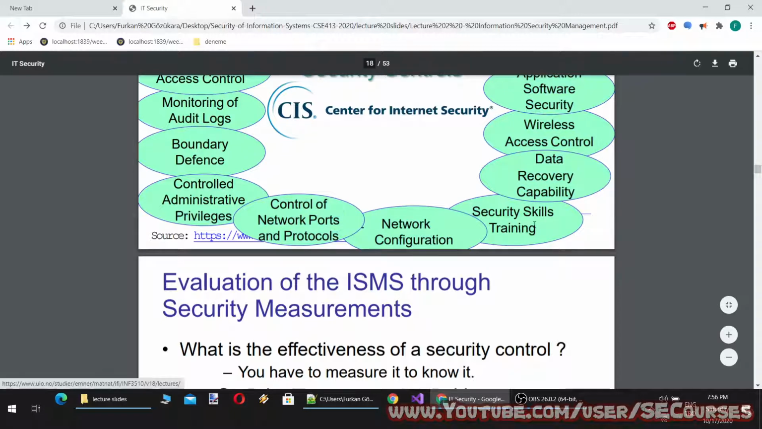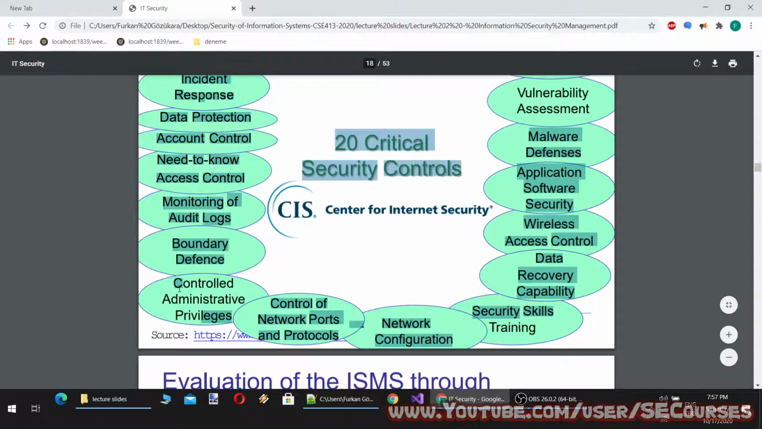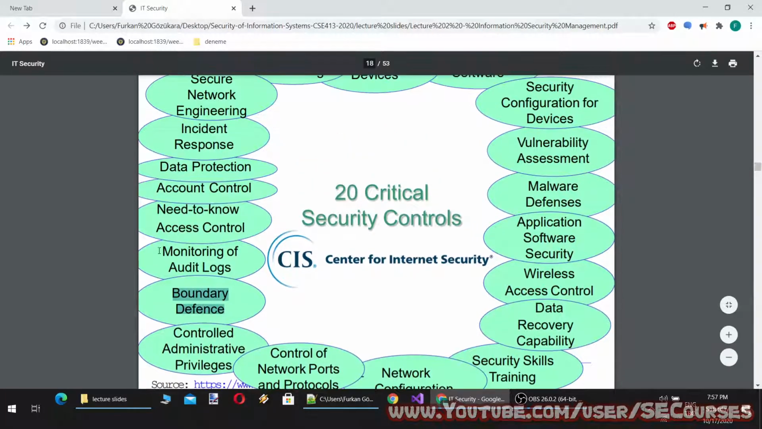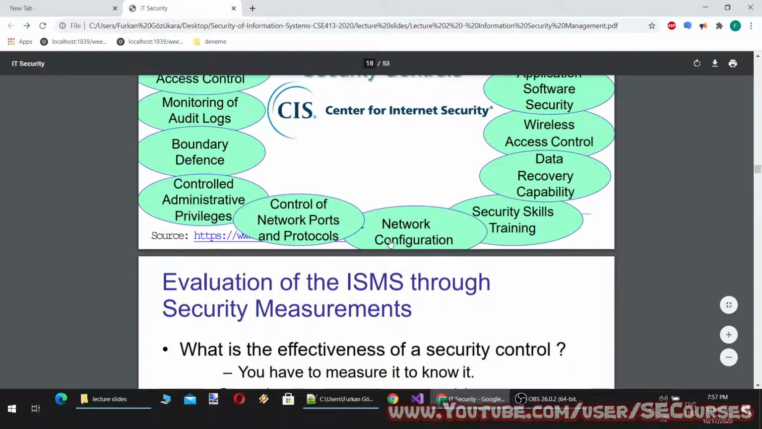Security skills training. Which security skills your, let's say, staff have. Network configuration, control of network ports and protocols, controlled administrative privileges, who has administrative privileges or such, boundary defense, monitoring of audit logs, who accesses which system, need to know access control, account control, data protection, incident response, secure network engineering, and testing, and be complete.